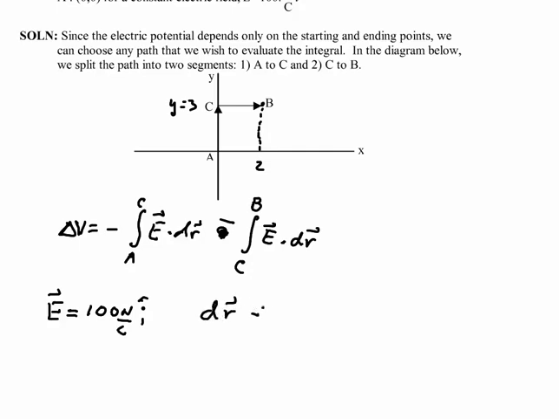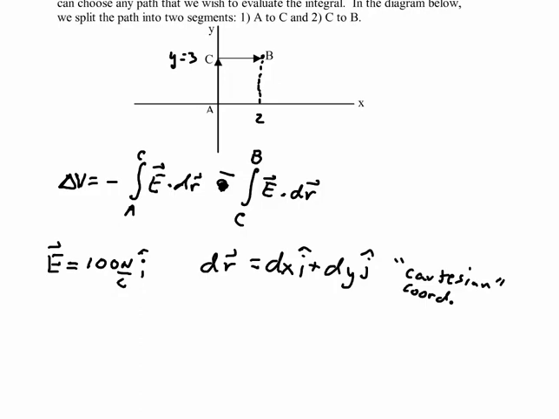dr in Cartesian coordinates is dx i hat plus dy j hat. It's Cartesian coordinates. And if you don't know where that comes from, it is simply having taken the derivative of the position vector in Cartesian coordinates, which is x i hat plus y j hat. I took the derivative of both sides. Now I need to do the dot product for each one of these two integrals that I have to solve. So in this case, when I do E dot dr, I get 100 newtons per coulomb times dx.